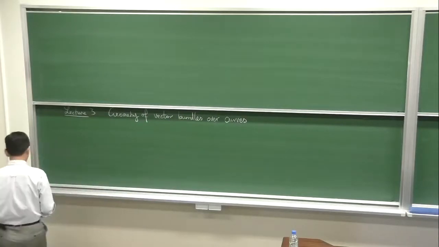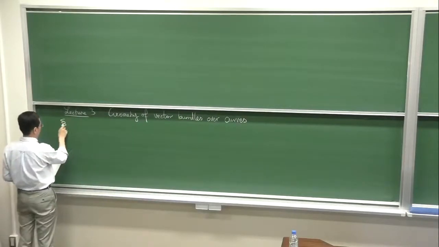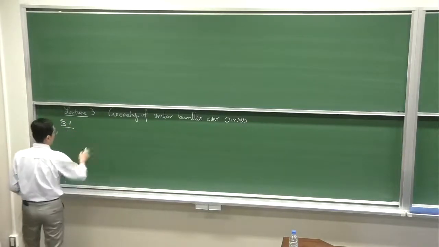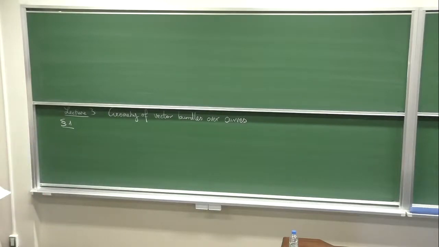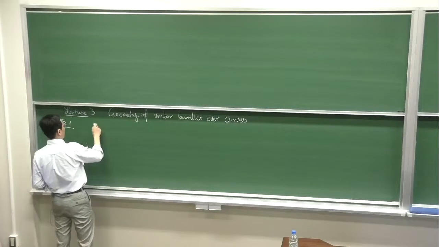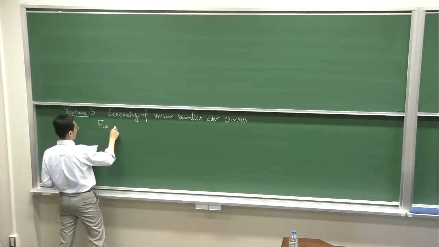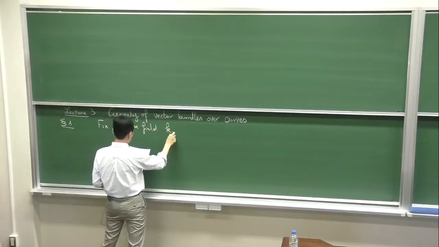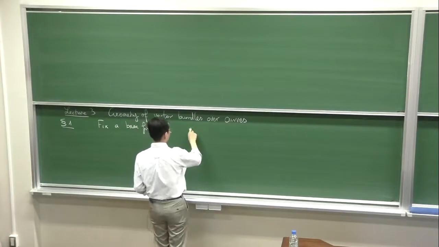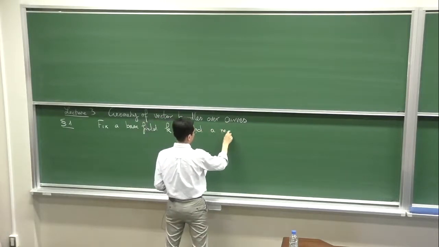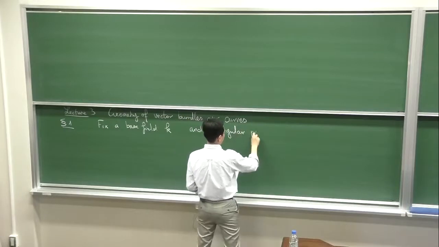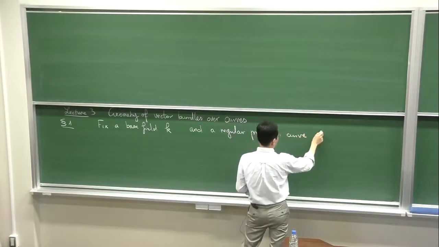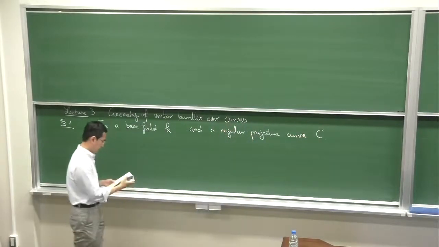About the geometry of vector bundles on curves. So the first section is some reminder on basic notions of vector bundles on curves. So we fix a base field, and also we fix a regular projective curve, which is denoted by C.